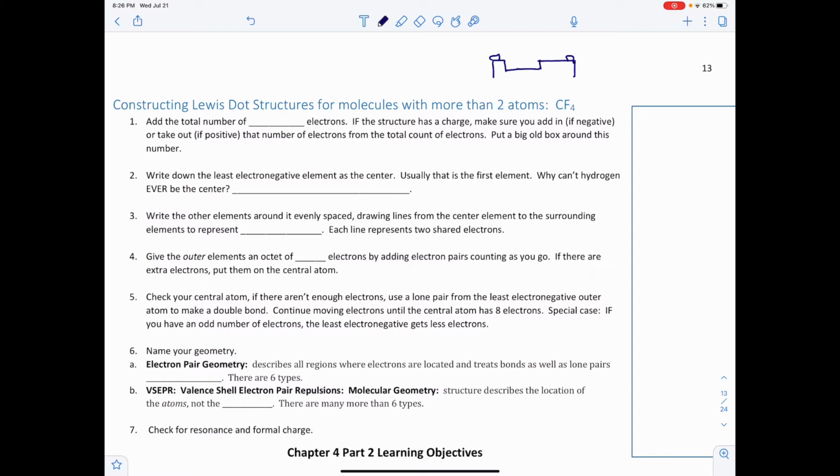So the first thing you're going to do is add the total number of valence electrons. Those are the outermost electrons. We've already practiced doing that. So remember, if it has a charge, you're going to have to change it up. If it's neutral, you just add up the valence electrons.